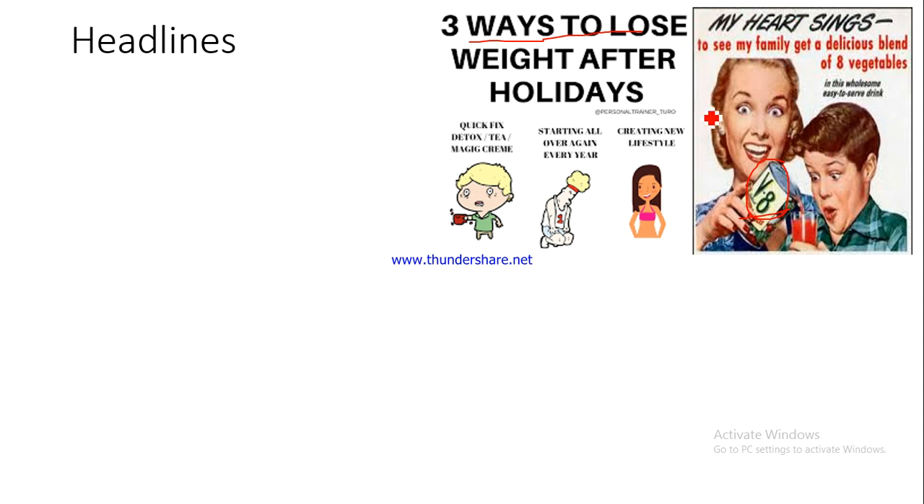And now this is an example of a narrative. It looks from the picture that this is the mother and this is the son, and the mother is saying that her heart sings when she sees that her family is having V8, because V8 basically has all the 8 different vegetables which provide nutrition to the human body. So this is an example of a narrative, right? You can come up with this kind of a headline also. Narrative is when somebody is narrating his or her experience.